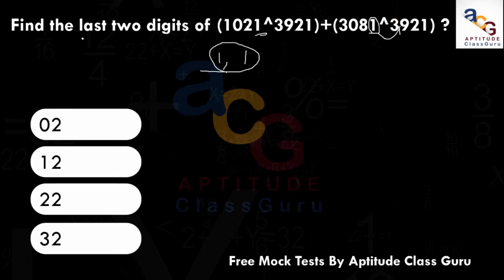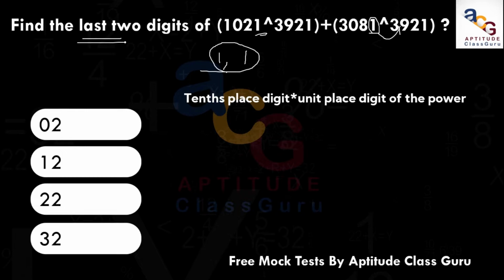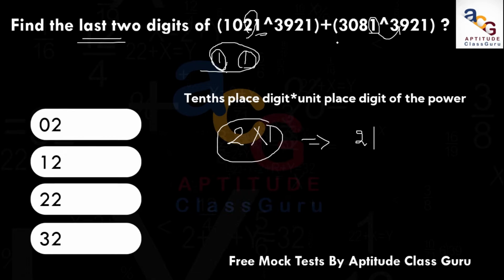We all know that. If you want to know the last two digits, the method is very simple. Take the tens place digit times the unit place digit of the power. We already know that 1 to the power 3921 is 1. Simply multiply the result with the tens position. Here the tens position value is 2, so 2 into 1 is the answer for the 1021 power value. So the answer is 21.